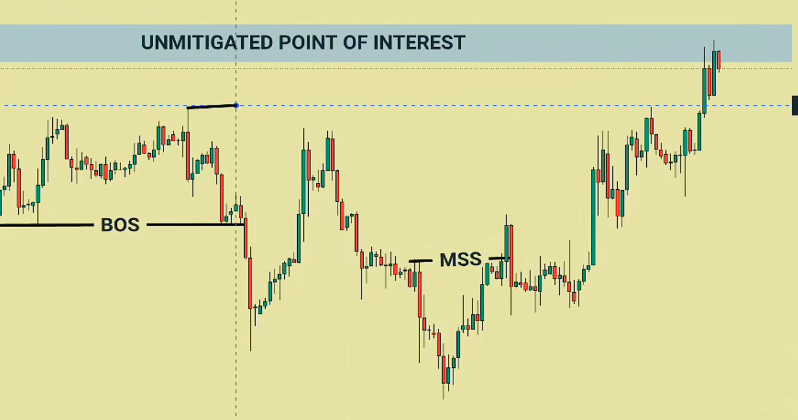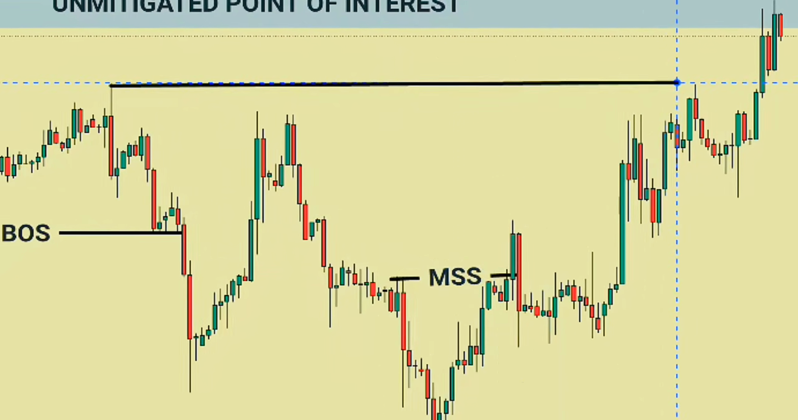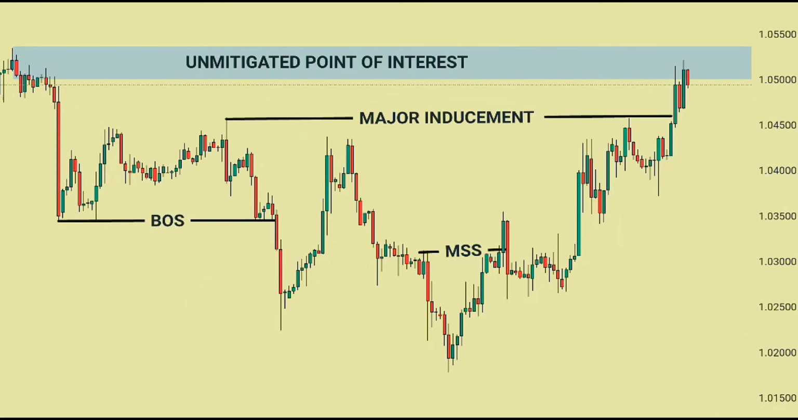Now let's understand the major inducement in this setup. After the market structure shift, price moves slightly upward again. At this point, many traders think the market is going back up. They see this small, bullish movement and believe it is a new breakout. Because of that, they start placing buy trades above these recent highs. But this move is not real strength.